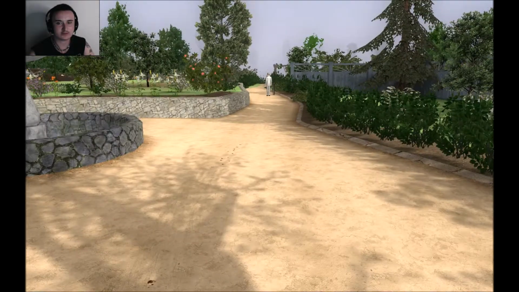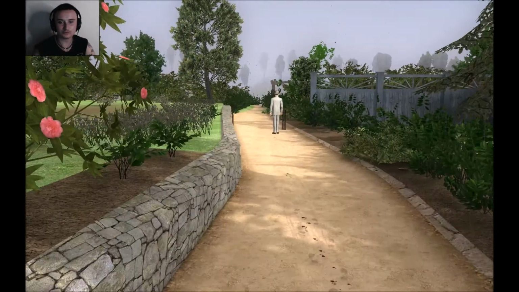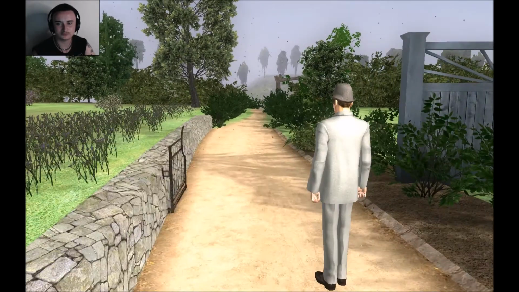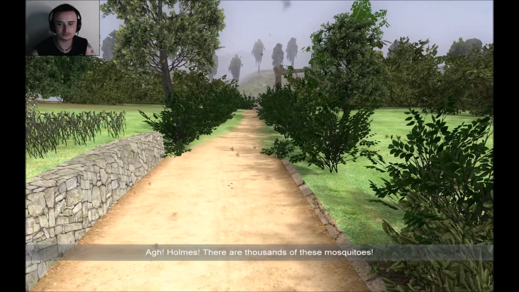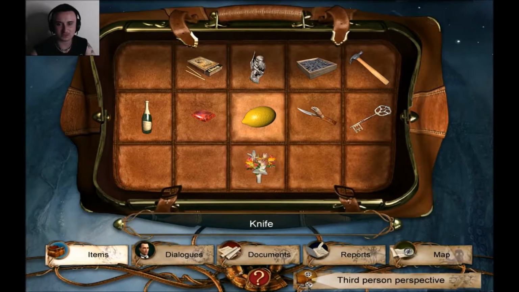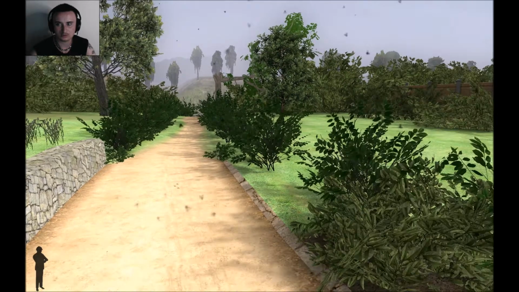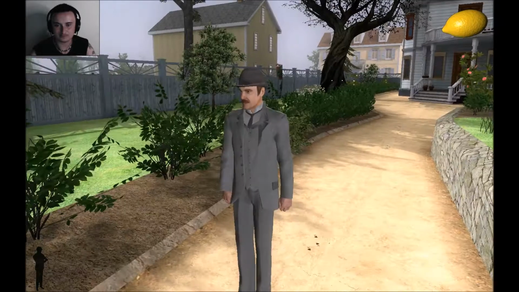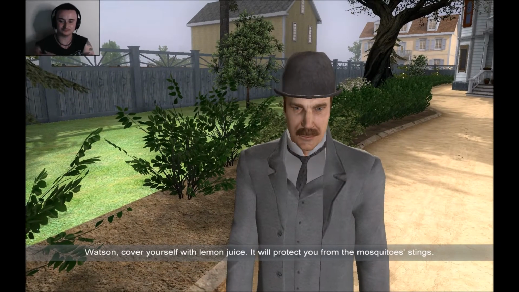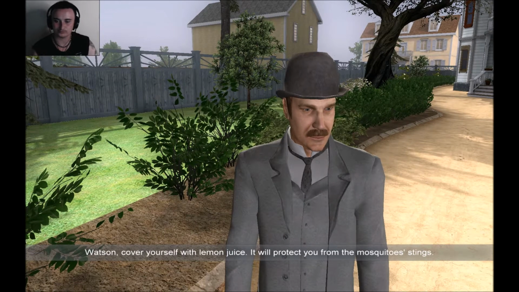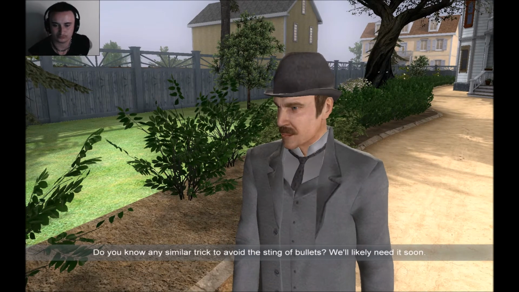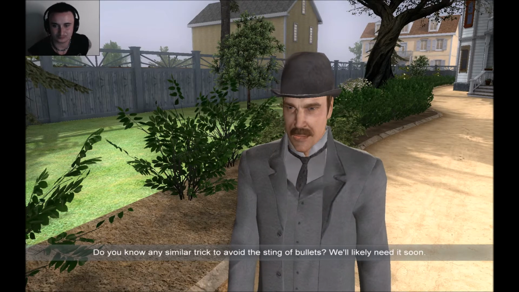Go. Where's the path? There it is. We've got the lemon. There are thousands of mosquitoes. How do I... Maybe I can hand it to him. Watson, cover yourself with lemon juice. There we go. It will protect you from the mosquito stings. Do you know any similar trick to avoid the sting of bullets? We likely need it soon.